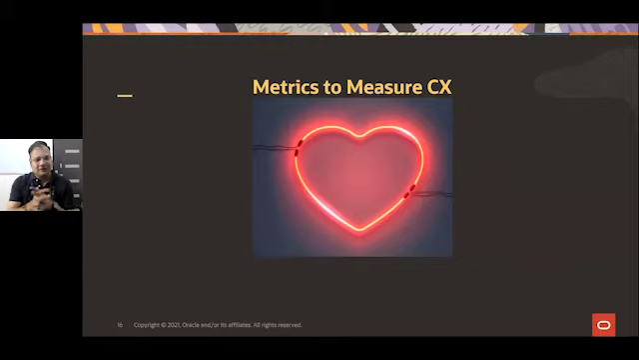So in one of the fireside chats, in one of the discussions that I was a participant to, I was listening to one of the experts who said that you can't measure CX. It's like love. You can't say I love you 5 kilos or I love you 10 liters or I love you 7 out of 10 or I love you 80%.